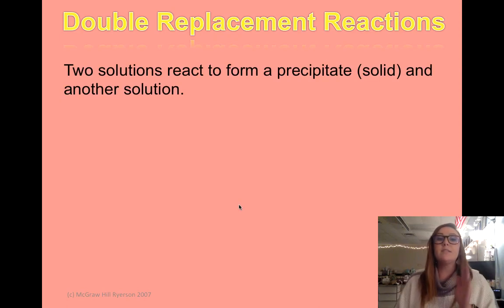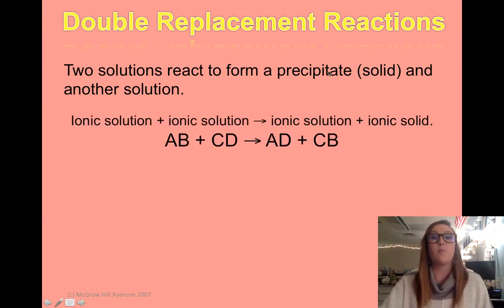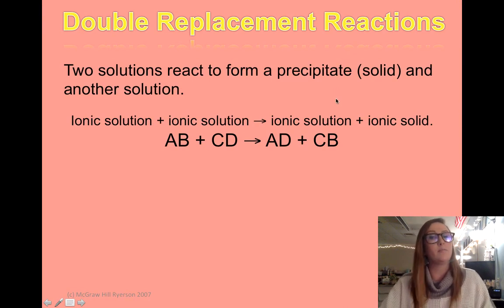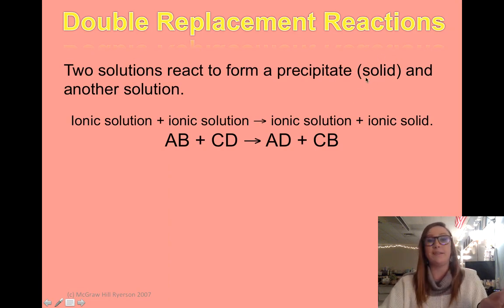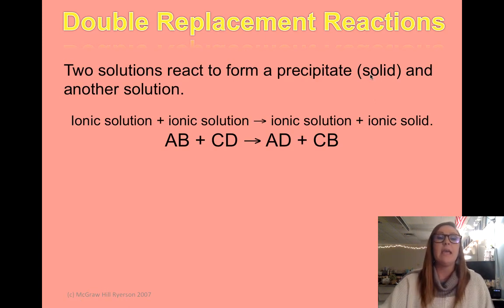Okay, so let's talk about some examples. Here's an example. We have two solutions that react to form a precipitate. Everybody say precipitate. Okay, this is precipitate, and a precipitate is simply a solid. So anything that is a solid that is created when combining two solutions. So let's talk about an ionic solution plus an ionic solution. That will give us an ionic solution and an ionic solid.